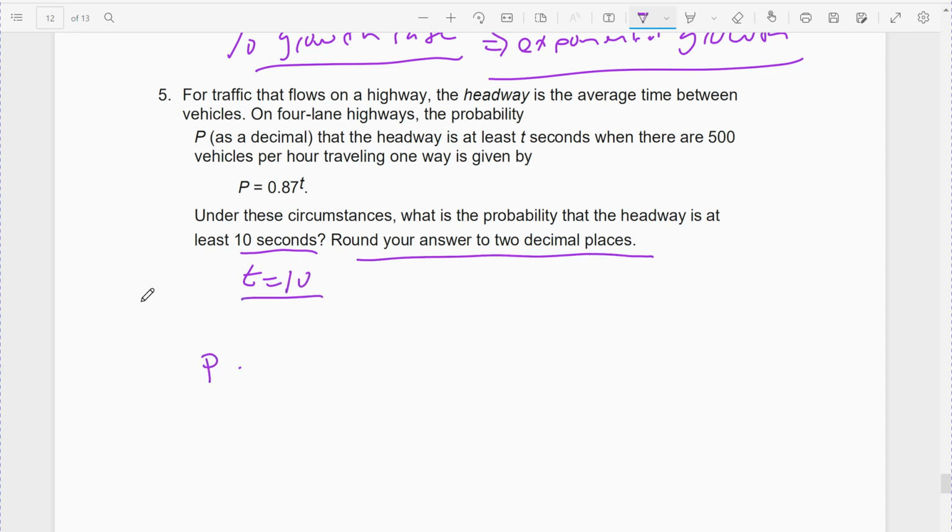All right, and so we're looking for the probability, which is 10. So 10 is what we're plugging in. So 10 goes into the time. What's weird about this one is, again, I believe it was just worded differently.